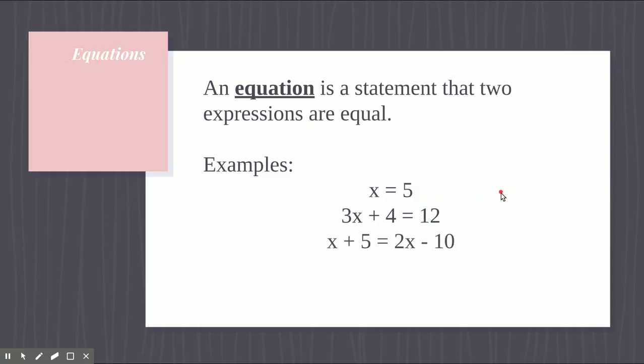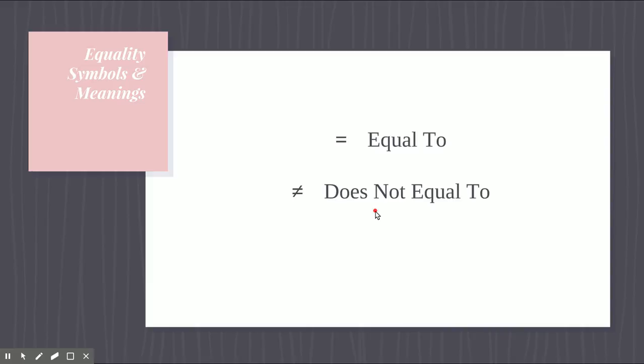Another more advanced example would be x plus 5 equals 2x minus 10. This left side has to equal this right side. So whatever I find x to be, it has to be the same on both sides. That way those two expressions are equal to each other. A couple of symbols you might see are the equal sign and the does not equal sign. We're going to go over both of these a little today, but we mostly spend time on the equal sign. But those are important symbols.